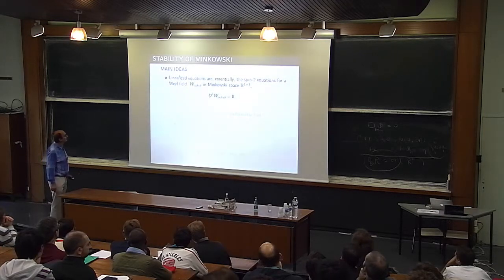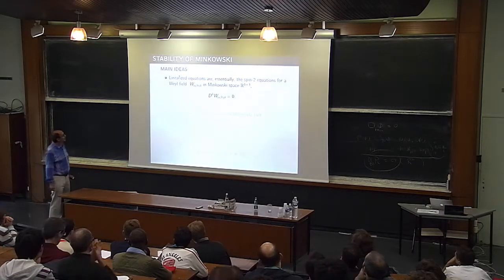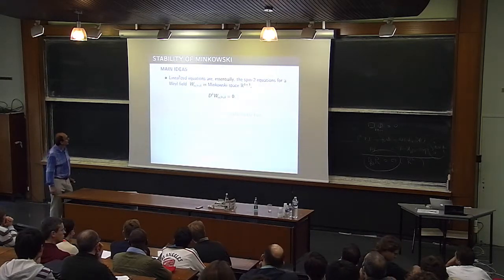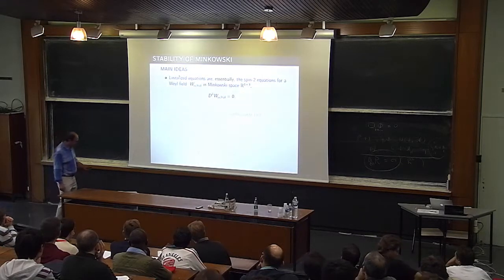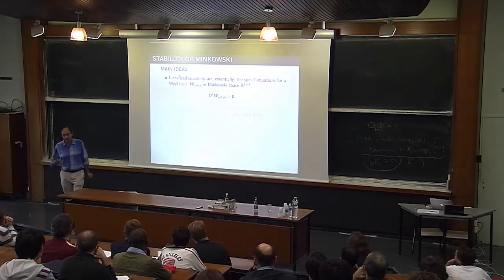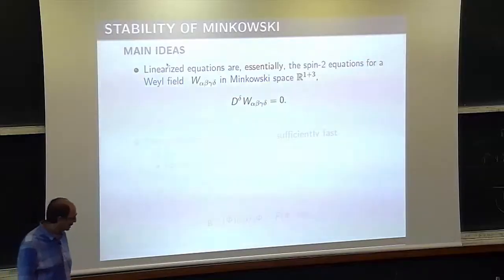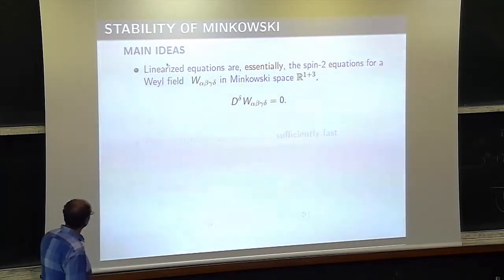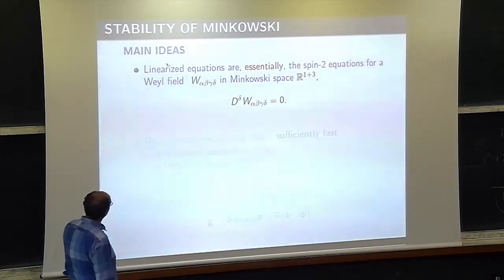Now, let me go to stability of Minkowski space. I already mentioned that one of the main ideas is to look at this type of equations in Minkowski space. Imagine that D is a covariant derivative in Minkowski space, and W is a tensor which has all the symmetries of the Riemann curvature tensor and is Ricci free and traceless. In other words, this is traceless in the same way that the Riemann curvature tensor will be traceless for the Einstein vacuum equations.